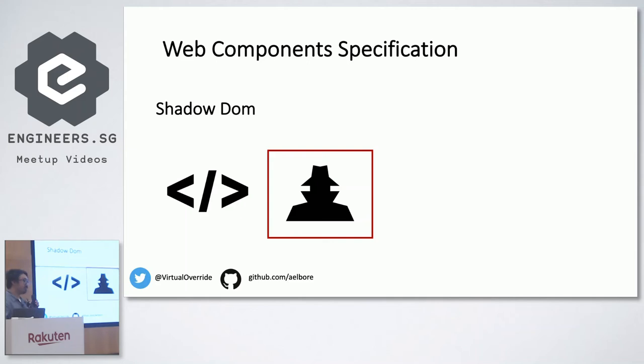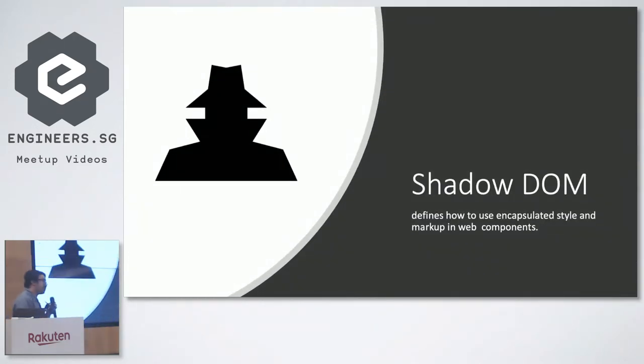Next one is the shadow DOM. So this is another important, or the most important, specification of the web components. So what is shadow DOM? Shadow DOM defines how to encapsulate style and markup in your web components.